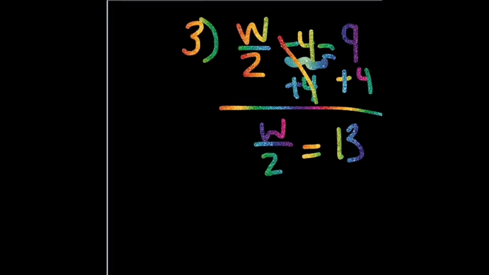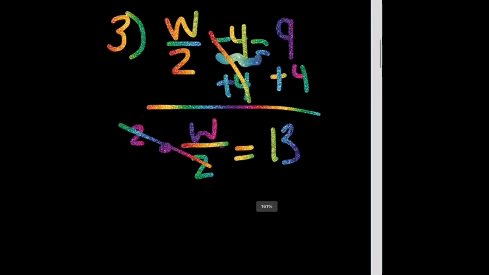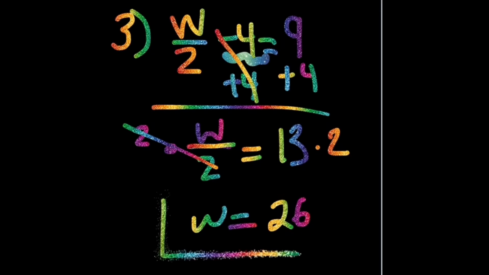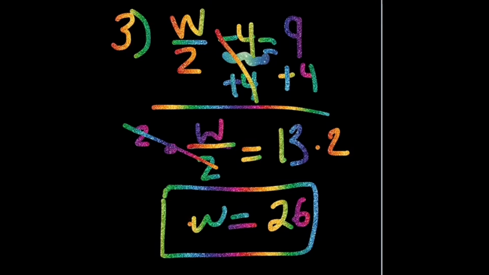And all we have to do here is, since we're dividing by 2, which means divide, we're just going to times by 2. So times by 2, this cancels off, and now we would just do times by 2 over here, and that gives you w equals 26. If this seems a little bit complicated, you might want to check how to solve the one-step equation. That would be a lot easier.